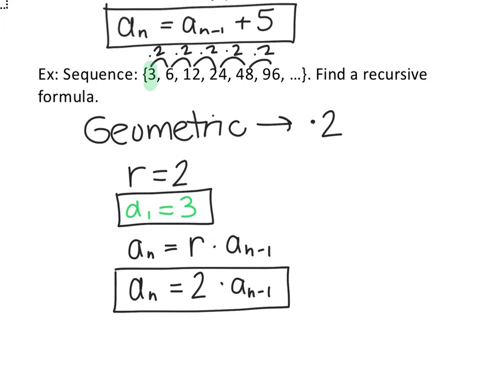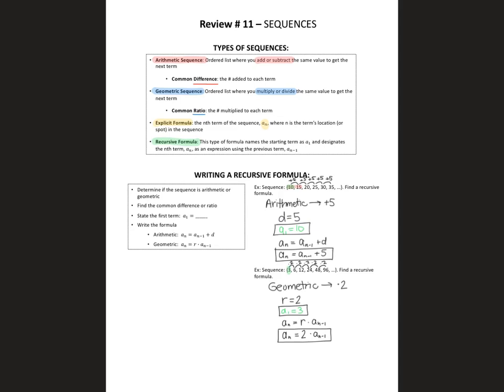You always want to make sure you include the first term. That's very important, especially because recursive formulas are based off of the previous one. So you always have to have that starting point. So that's a quick review on sequences. Again, you want to know the difference between arithmetic and geometric. You want to be able to find the common difference and common ratio. And then you want to be able to write the recursive formulas that represent those sequences.